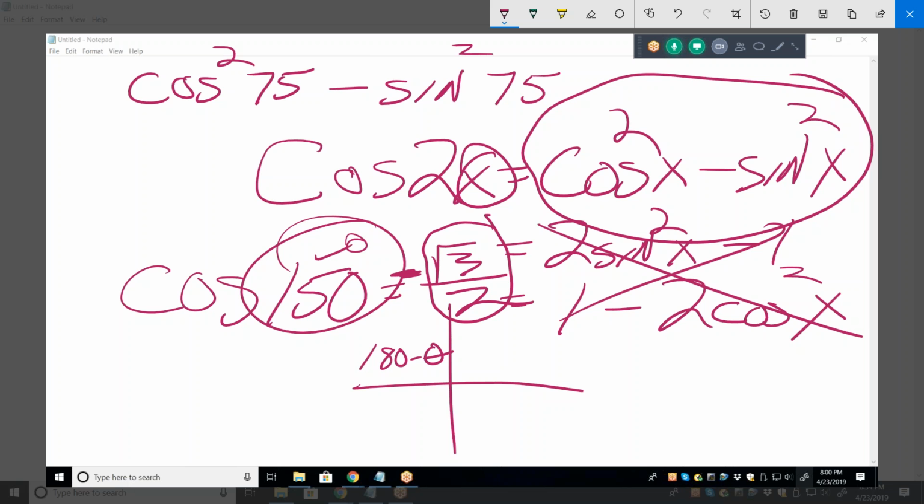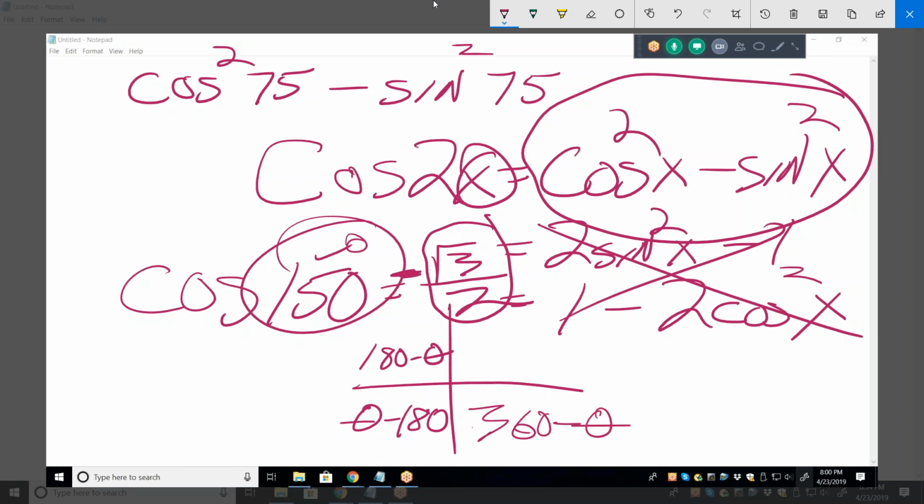Now, they may have taught it to you as the reflex angle, or the reference angle. That's the same as the first quadrant angle. When I say the equivalent first quadrant angle, that's what these formulas give you. If it's in the third quadrant, you use that one. If it's in the fourth quadrant, you use that one.